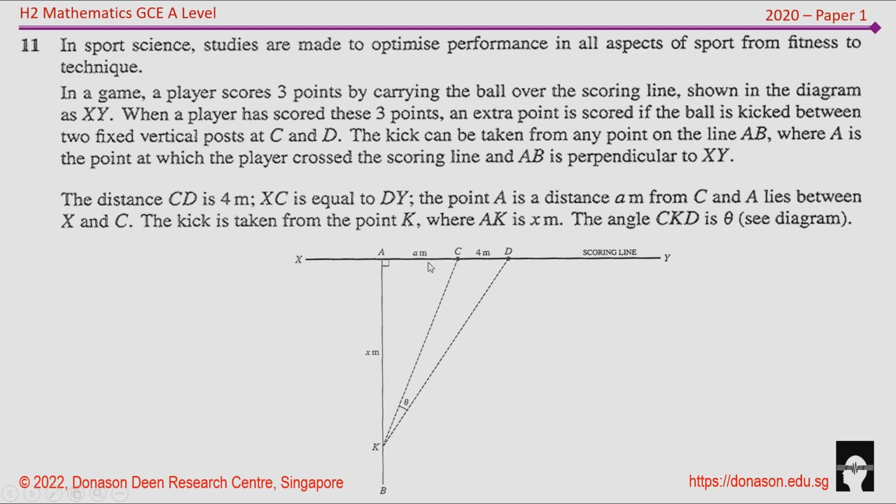Luckily all this information is marked on the diagram itself. And A lies between X and C. The kick is taken from the point K. This is the point K, so this is where you need to take the kick, where AK is x meters. So this perpendicular distance to the line XY is x meters. The angle CKD is theta. So between the line CK and the line DK is the angle called theta. So this is the information that we are given about this game and this diagram.